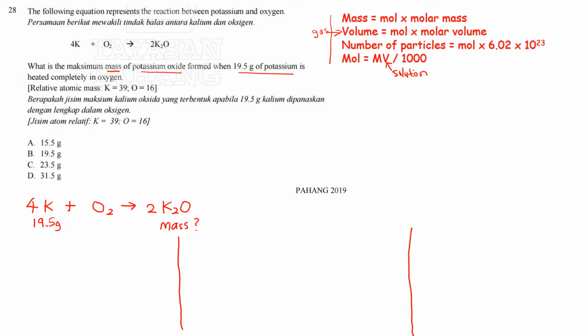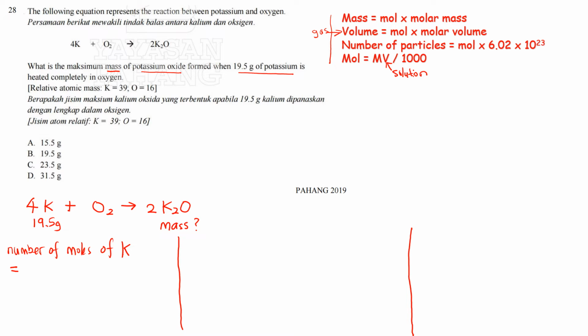The first step is to find the number of moles. Why do we need to find the number of moles? Because we are relating the reactant and the product by using the number of moles. For example, 4 moles of potassium produce 2 moles of potassium oxide. The relationship is by the number of moles. Thus, we must find the number of moles. So the first step, we find the number of moles of potassium, because we only have the information for potassium.